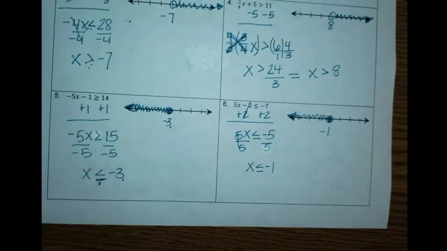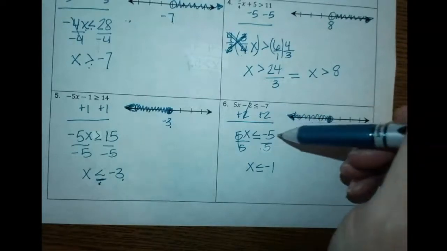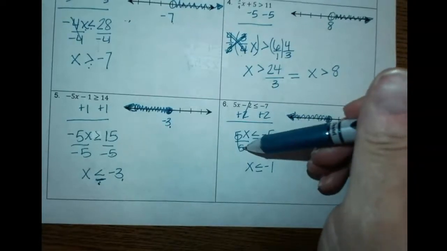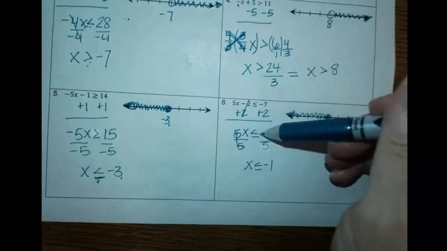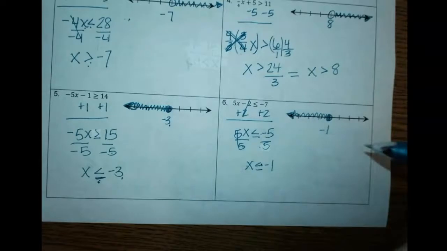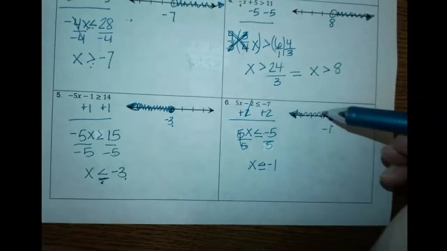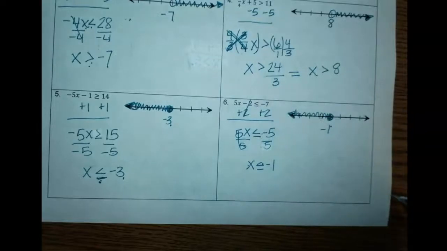And then number 6. Add 2 to both sides to get it started. 5x is less than -5. You're dividing by positive 5, so your inequality stays in the same direction. x is less than or equal to -1. So -1 is my important number. Closed circle, and less than is to the left.